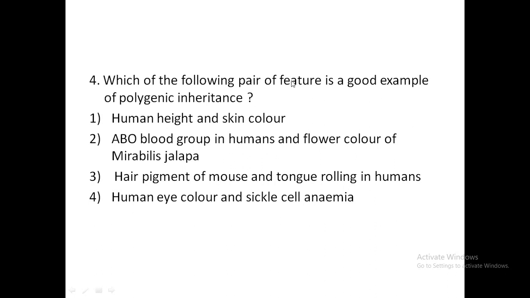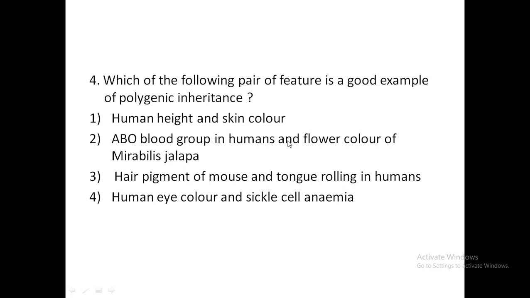Which of the following pair of features is a good example for polygenic inheritance? Human height and skin color. Yes, this is the correct answer. Human height and skin color. These characters are controlled by more than one gene.